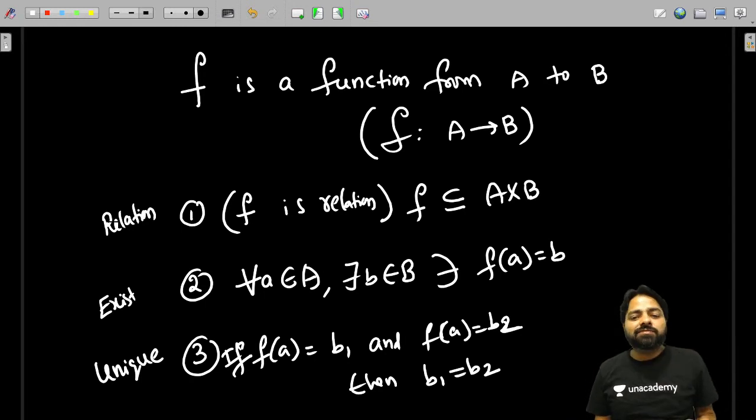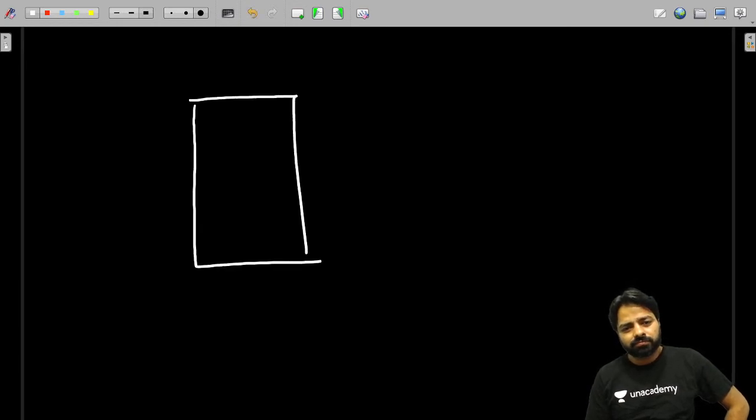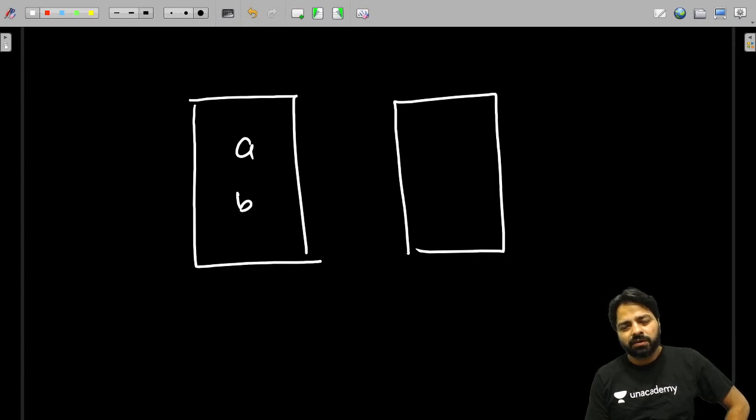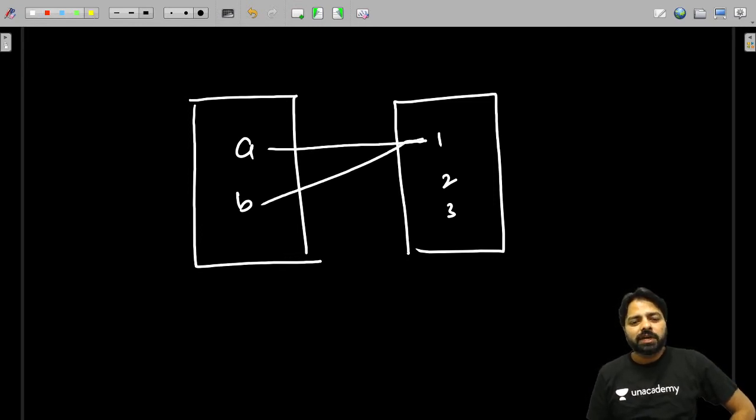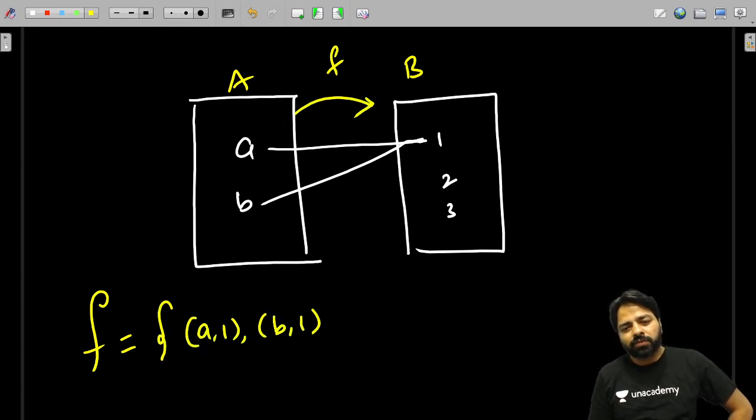Everybody, this is the function definition. And basically when you look at a function, suppose you have a, b and 1, 2, 3, and a can map to 1, b can also map to 1. Is it a function or not? If you look at f, of course this is f from A to B. If you look at f, a maps to 1 and b maps to 1.